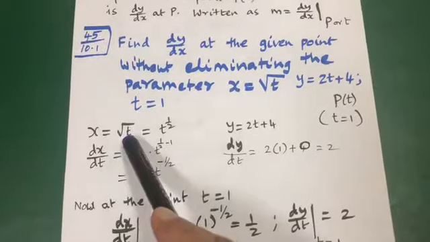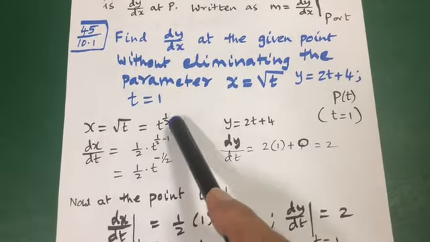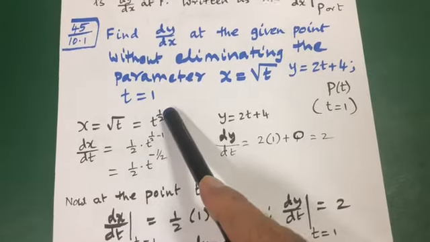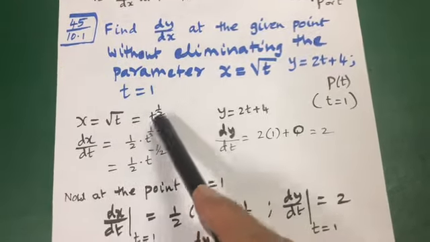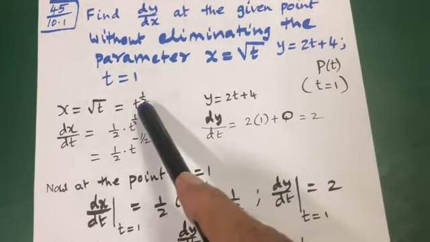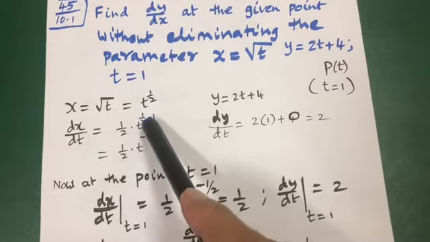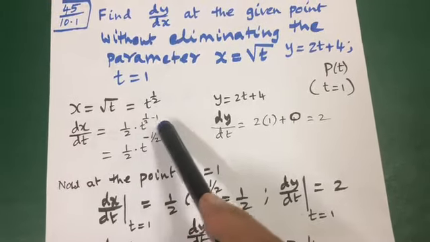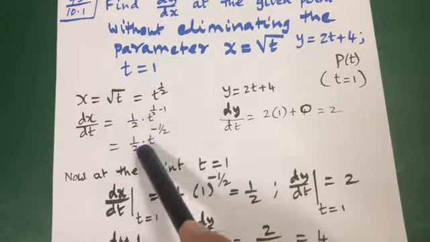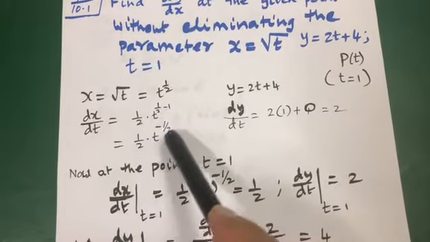So dx over dt: x is root t, which means t power half. You know the formula: the derivative of t power n is n t power n minus 1. That is what we usually say in Arabic. So this half will come to the front and the power will be reduced by 1: n multiplied by t power n minus 1. So the derivative is half t power half minus 1, which is t power minus half.